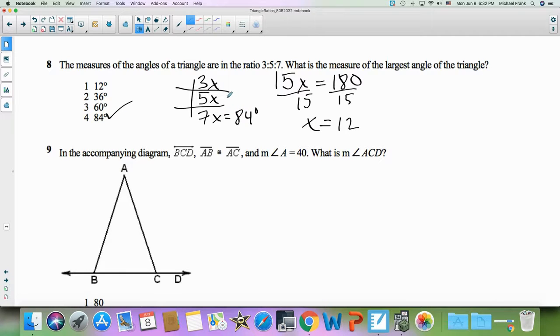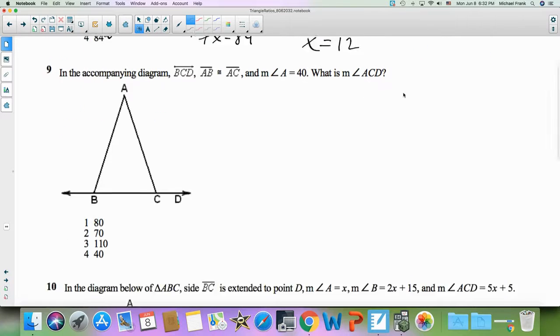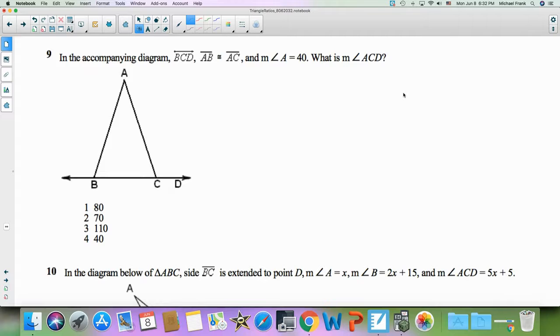You can find all of them if you want. 5 times 12 is 60. 3 times 12 is 36. Another acute scalene triangle. And here, these are all just puzzles.